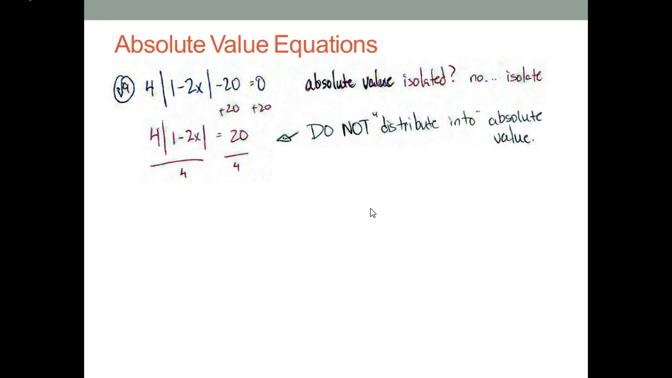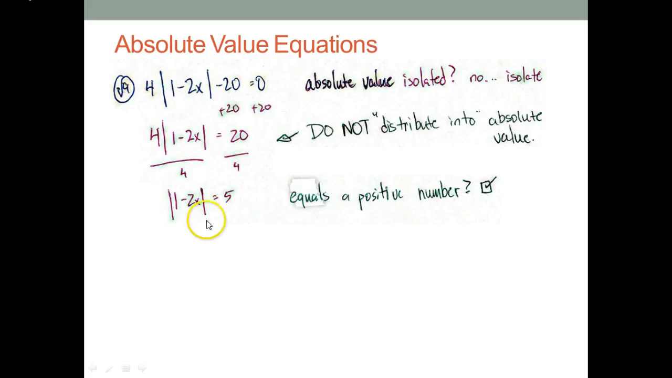Many students have tried, but you cannot. It will always give you the wrong answer. It might randomly give you the right answer once, but don't get into that habit at all. You cannot distribute into an absolute value. It's like a force field. Nothing goes in. Nothing comes out until you can take that force field down, which is why I'm dividing each side by 4. So now I have an isolated absolute value expression, which is absolute value of 1 minus 2x.